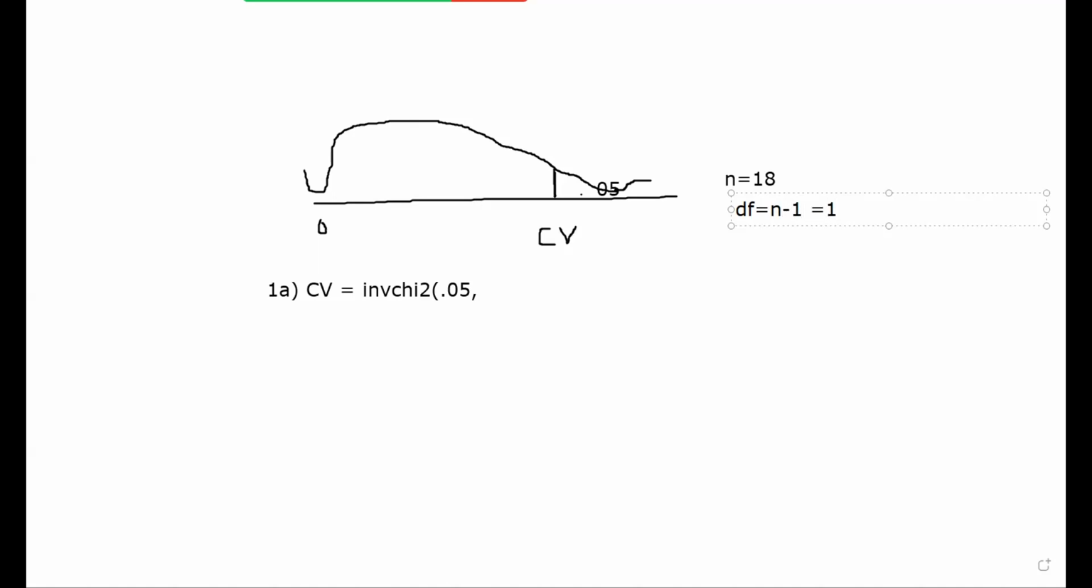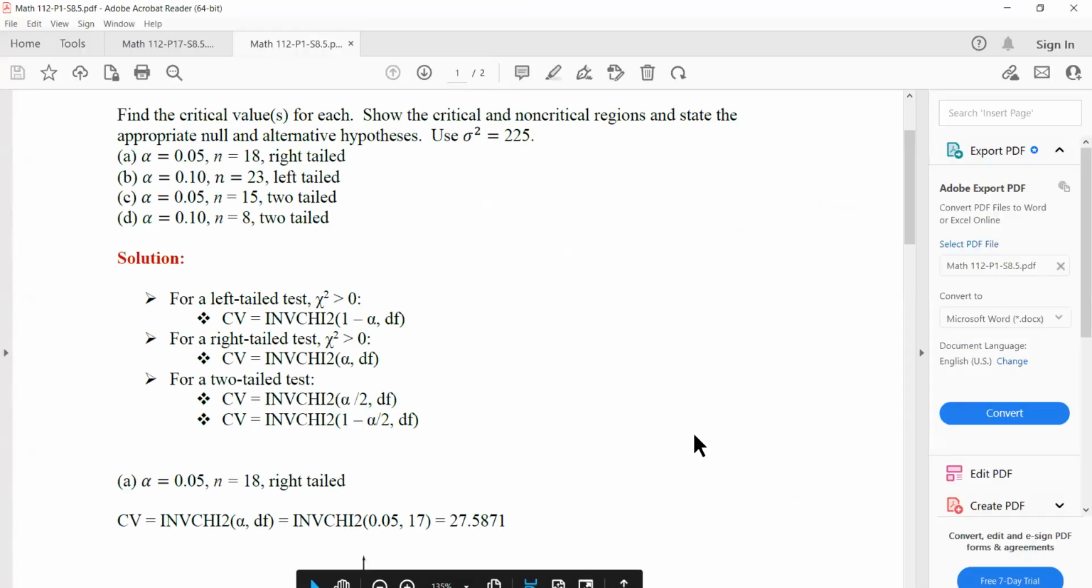So now just plug it in. We're rounding to 4 decimal places here. So 17, and I got 27.5871. That's correct. 27.5871. Very good.